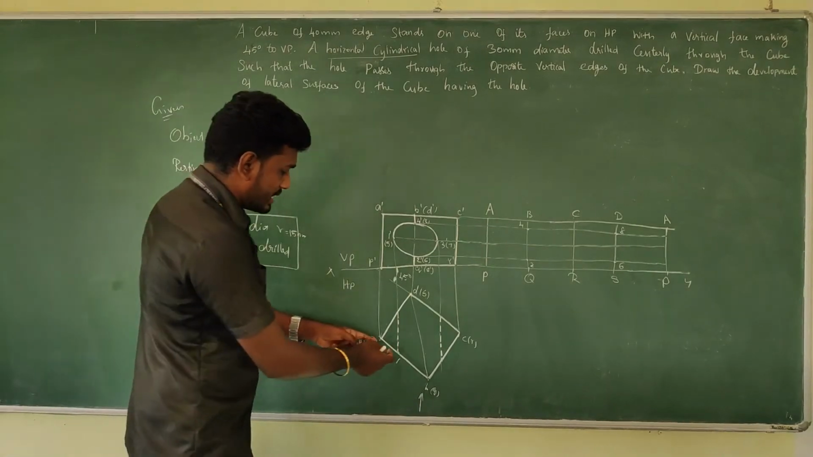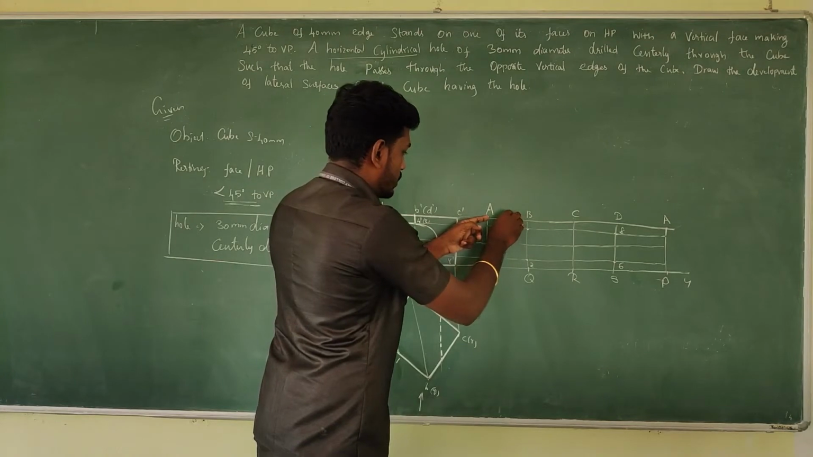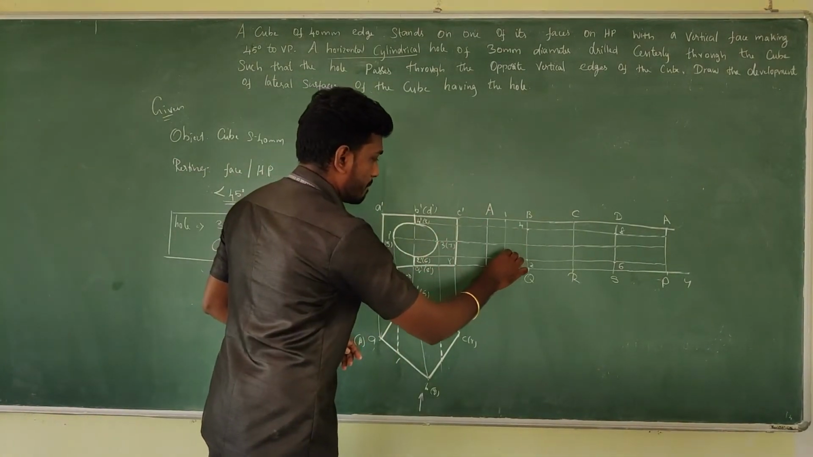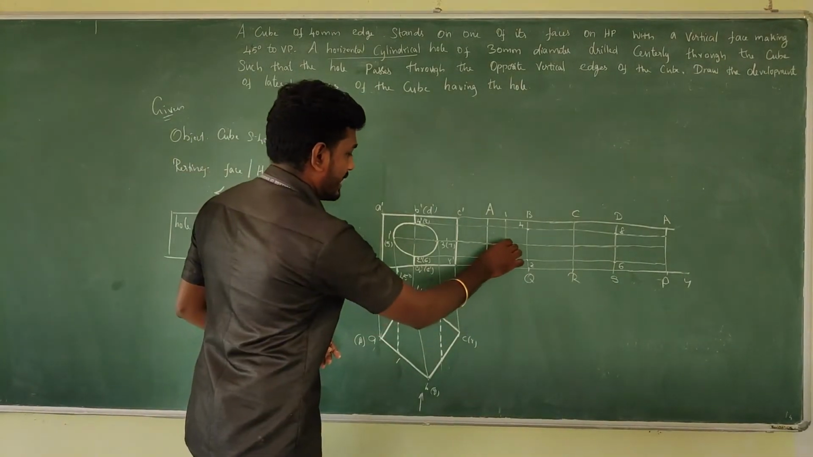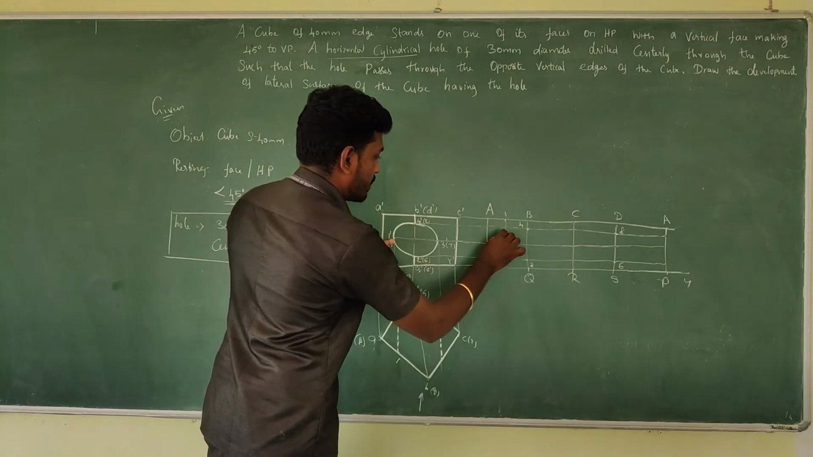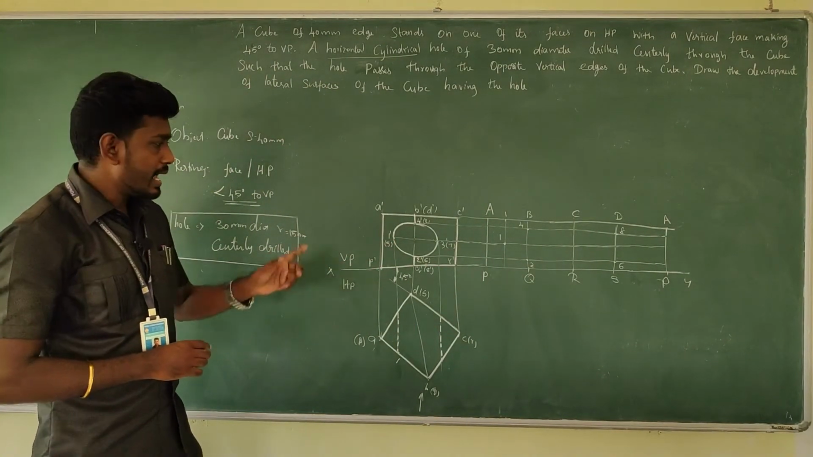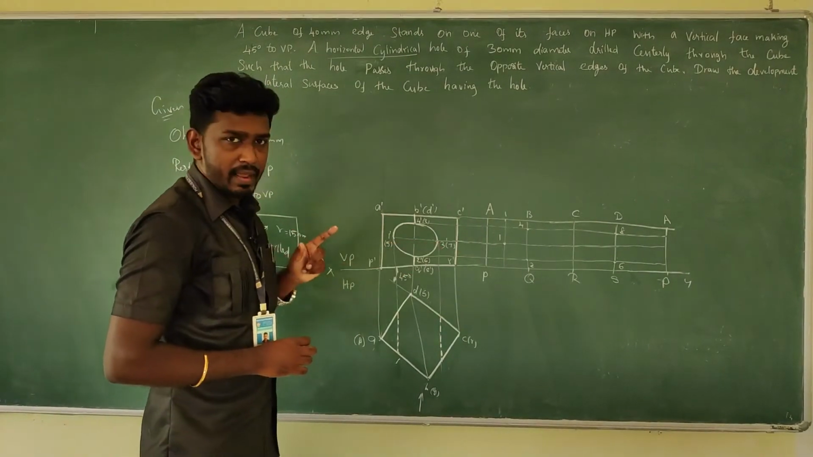Okay, so now measure the distance A to 1. What is the measurement? From A to 1, just mark it so that you will get 1. So if you draw a perpendicular line, you will get the intersection point with the 1 line. So this would be your 1. Have you got it? And next, concentrate on 3.